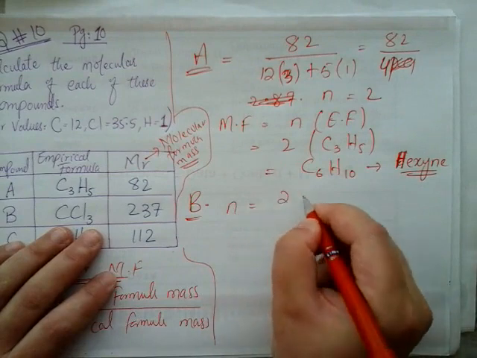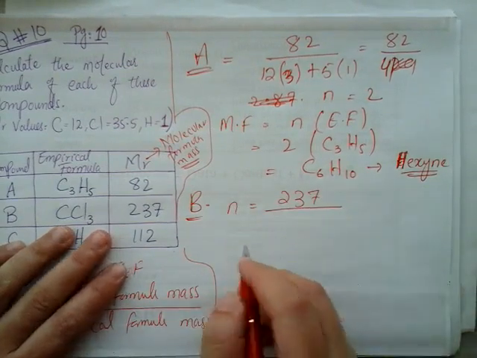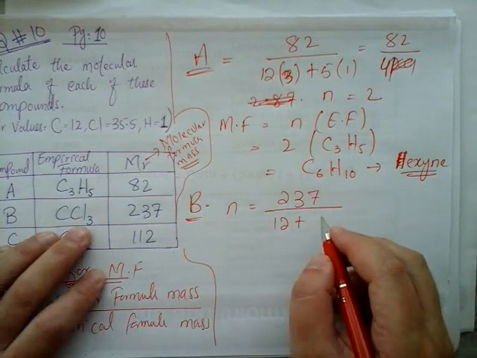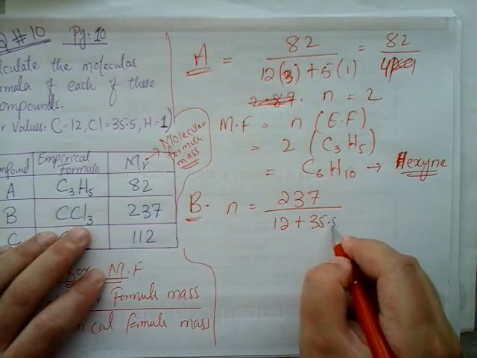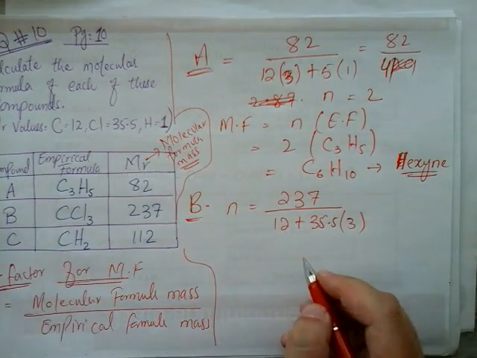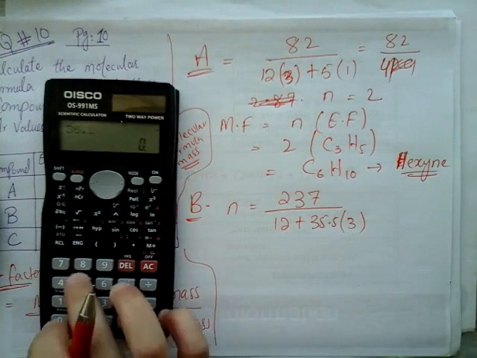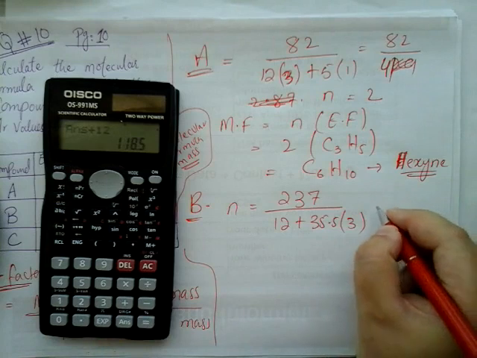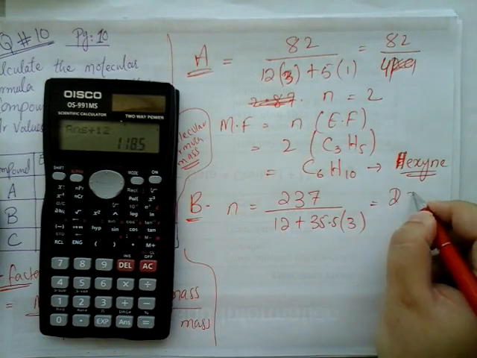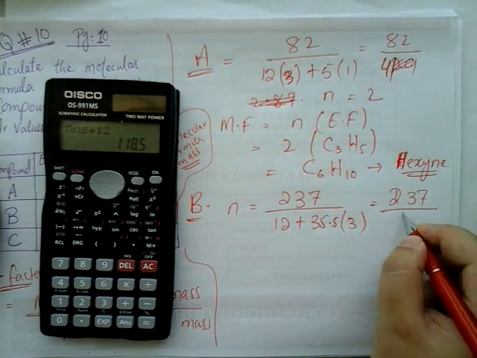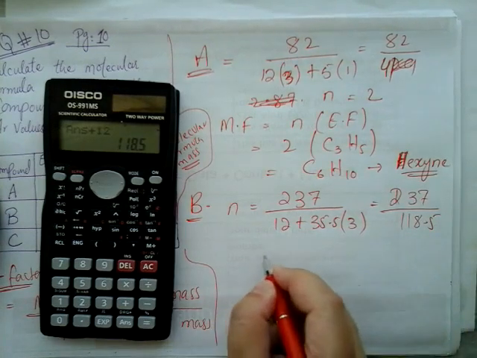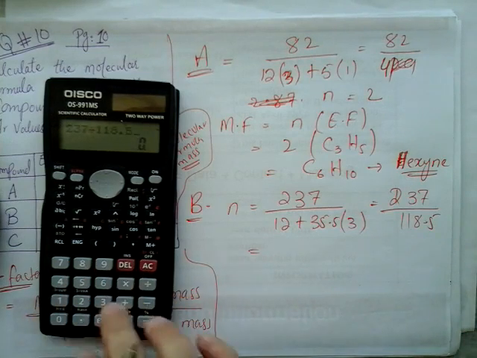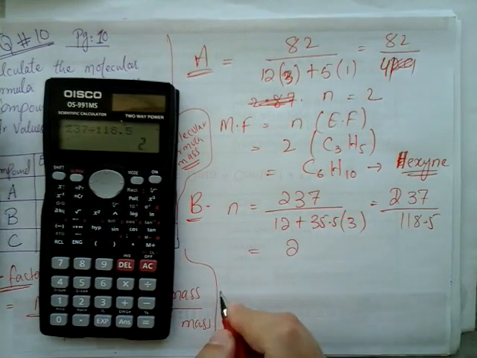for N factor the molecular mass is given, that is 237. Empirical formula mass: 12 plus there is 1 carbon atom and 3 chlorine atoms. Mass of chlorine is given in the question, 35.5. So 35.5 multiplied by 3 plus 12 comes out to be 118.5. So 237 divided by 118.5, it's almost 2. And N factor again here is 2.